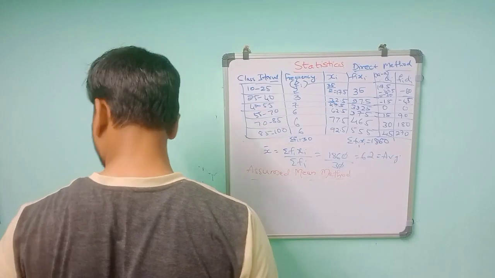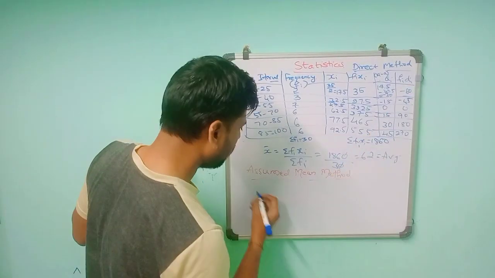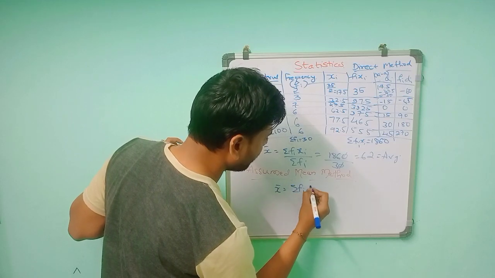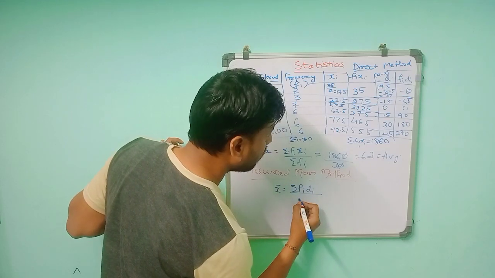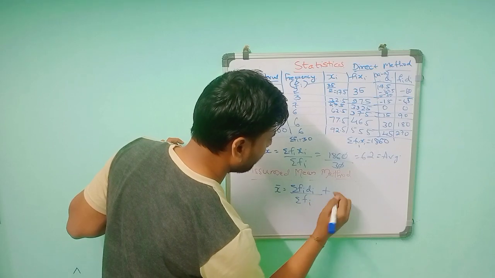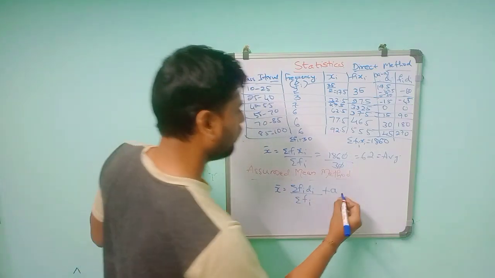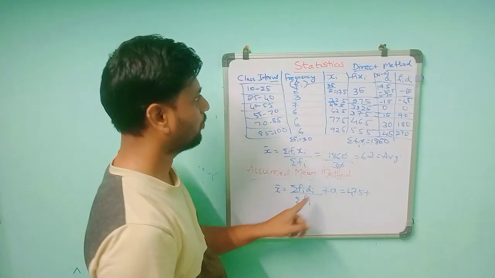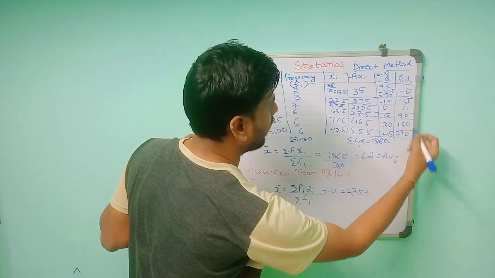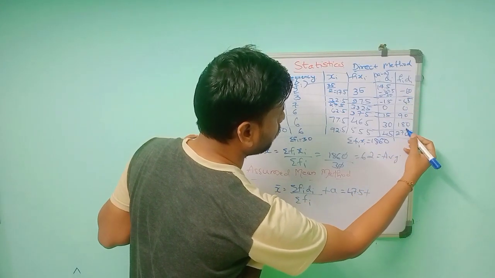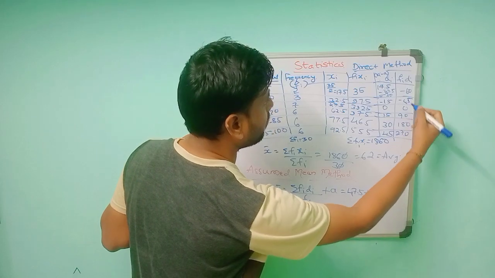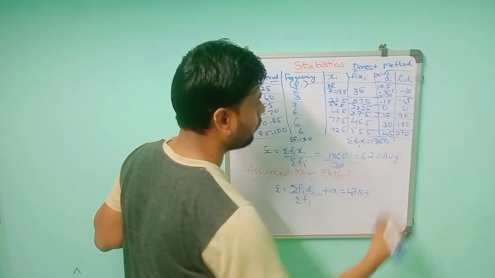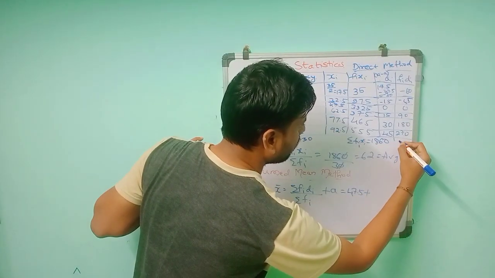So after this what do we have to do? This is fi di. So the assumed mean formula is x bar is sigma fi di divided by sigma fi plus a. A means assumed mean. So here the assumed mean is 47.5, so the a value is 47.5. Sigma fi di: if you add this, 90 plus 180 is 270. 270 plus 270 is 540. 540 minus 60 will give 480. 480 minus 45 will give 435.